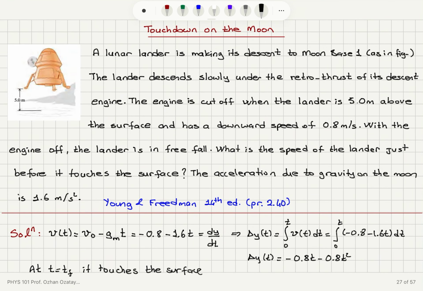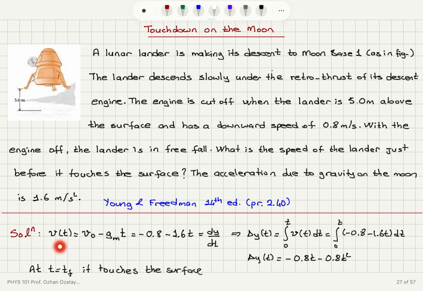Okay, so to summarize, we had a lunar lander. It was coming down with a downward speed of 0.8 meters per second. When it is 5 meters above the surface, the engine is cut off, so it has an initial speed of 0.8 meters per second. Under the influence of lunar gravitational acceleration, it is coming down to touch the surface, which is 5 meters away from where it currently is when the engine is cut off. So the velocity is v0 minus gmt.